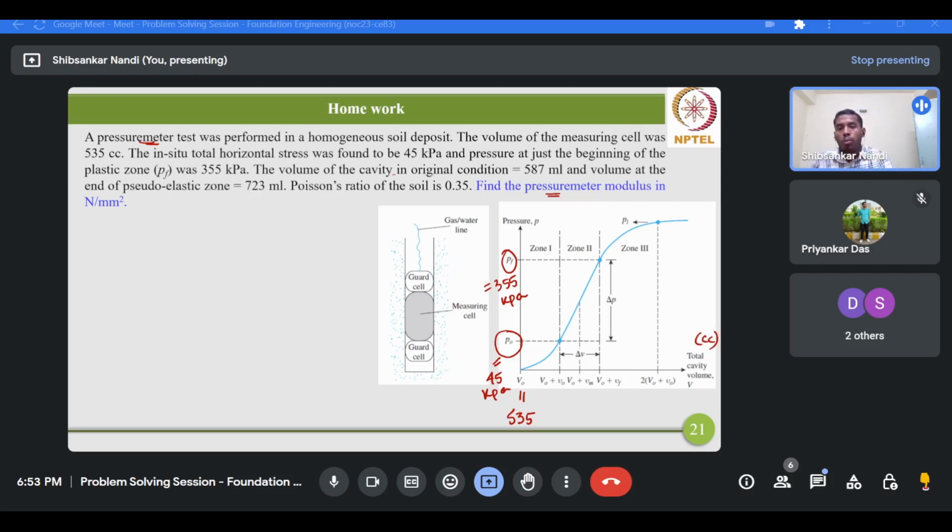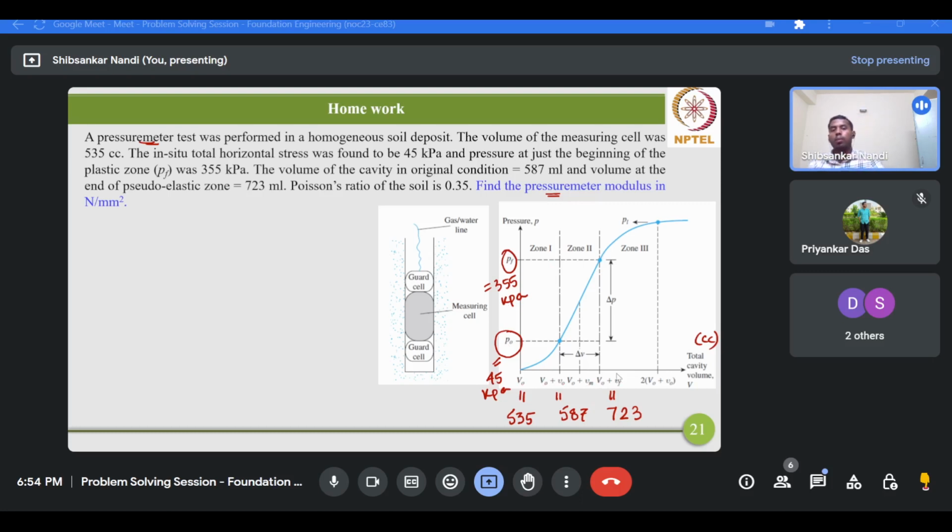Then the volume of the cavity in original condition is 587 ml. That means V0 plus small v0. So this is the original condition, 587. And lastly, the volume at the end of the pseudoelastic zone, that means capital V0 plus small va, is 723. So these are the data which fit into this graph: PA, P0, capital V0 plus small v0, and capital V0 plus small va.